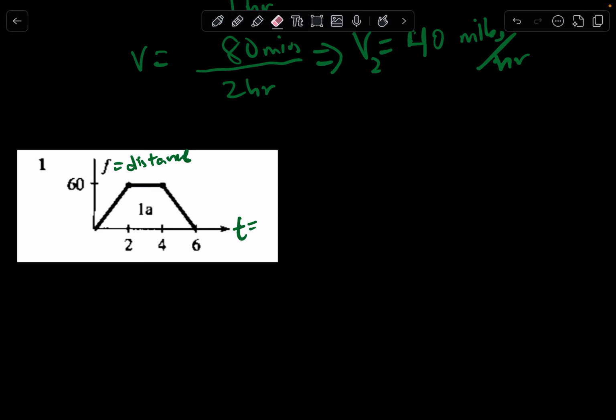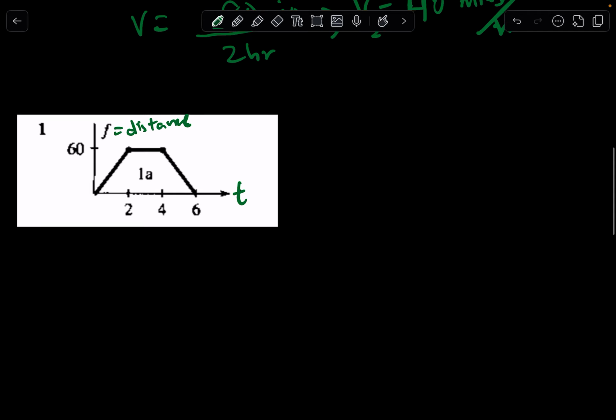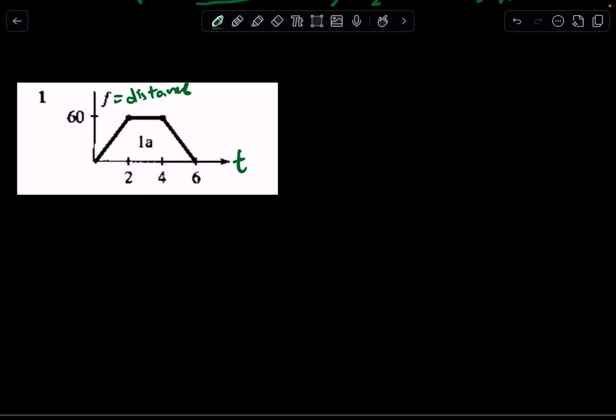Well, the units are really not that important, but we could call it hours or seconds or whatever it is, right? So this is just our T, and we're just gonna leave them dimensionless for now. I'm sorry, what I meant is unitless. So we have our distance graph here with relation to time, right?